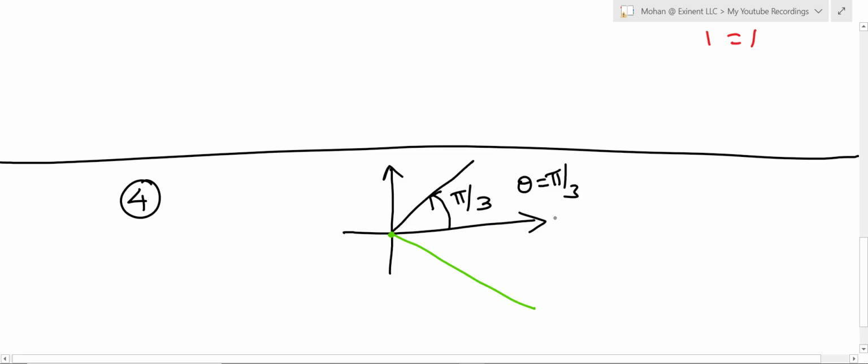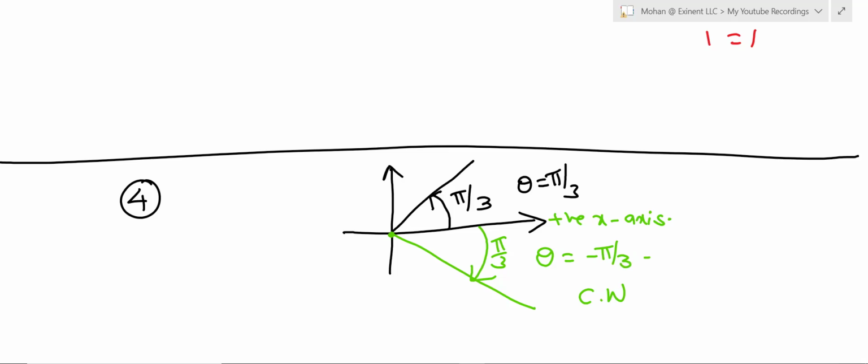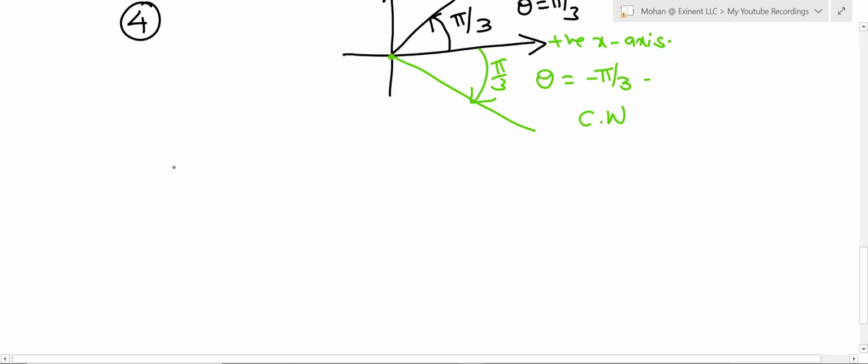With the positive x-axis, if the angle is measured in the clockwise direction, that is the downward direction, the amount of angle is pi by 3 only, but it is measured in the clockwise direction. That is called theta is equal to minus pi by 3. After understanding what is a positive angle and what is a negative angle a little bit, let us talk about what are the negative angles of the trigonometric quantities.